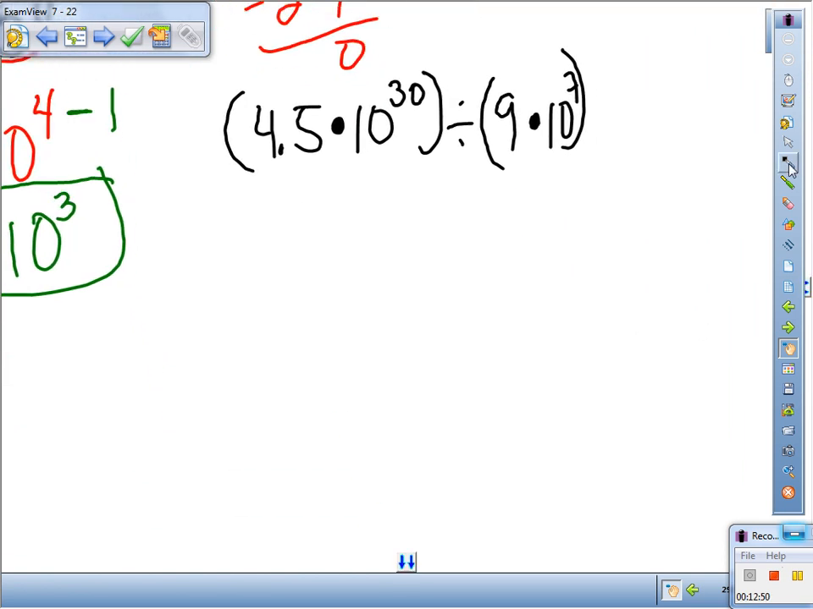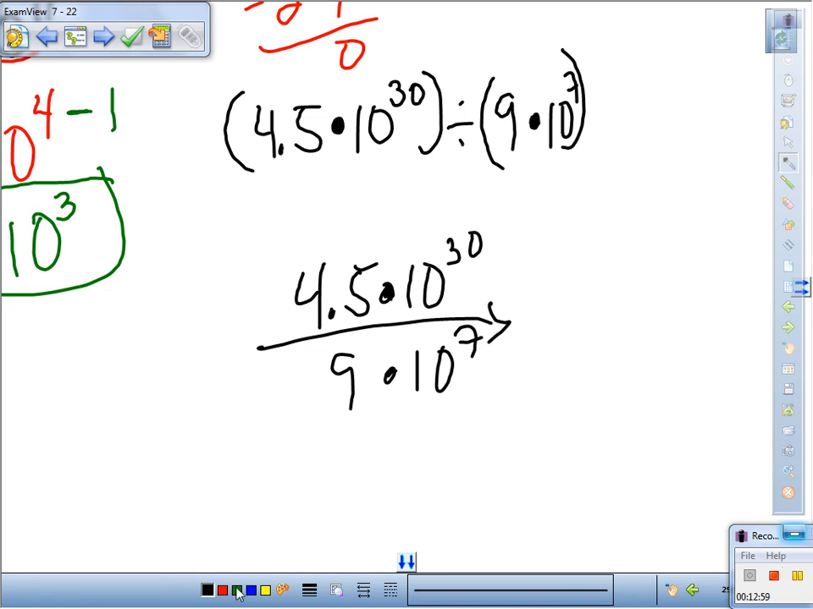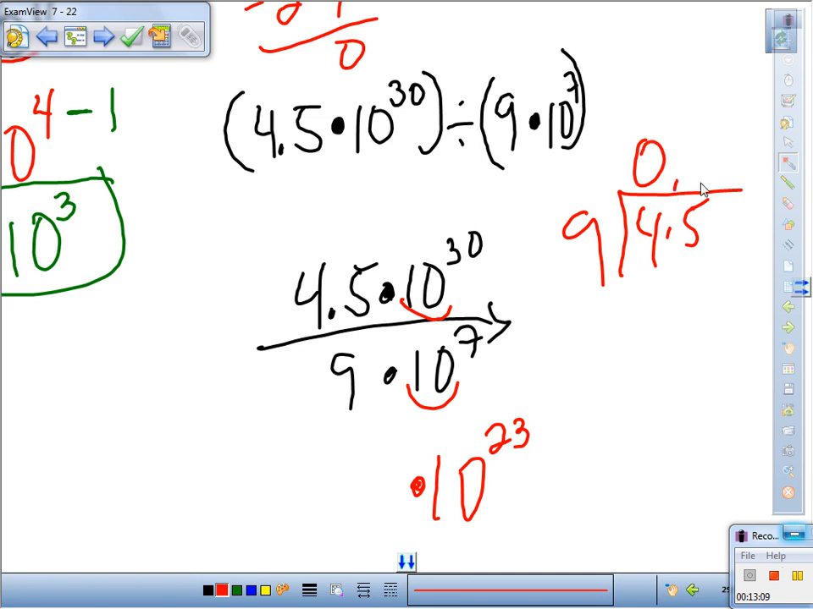Okay, let's see. So you should have written 4.5 times 10 to the 30th over 9 times 10 to the 7th. Yes? From there, same base? Yes. What is 30 minus 7? 23. Then we got 4.5 divided by 9. Does not fit in there. It fits in here 5 times. Yes. 45. Subtract 0. So we end up with 0.5 times 10 to the 23rd.